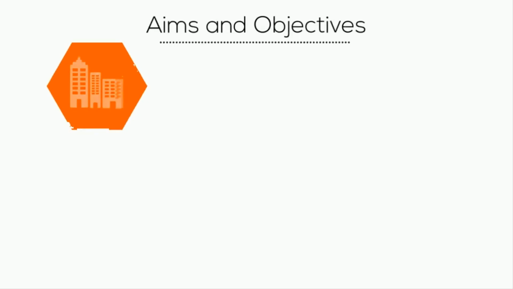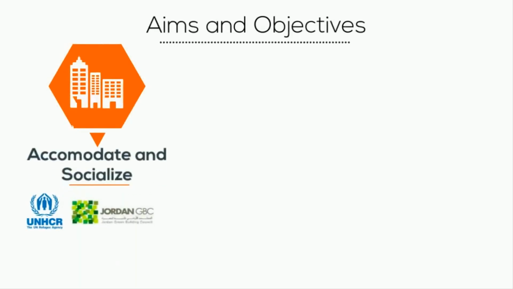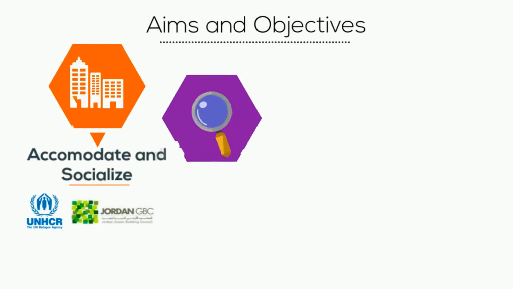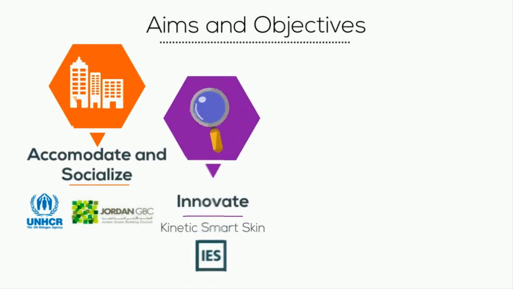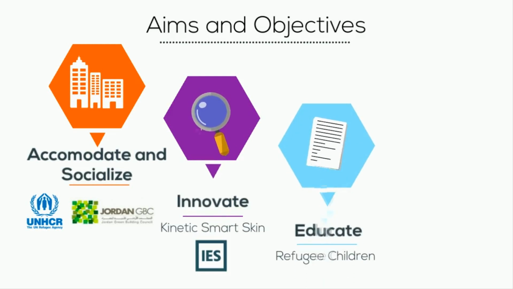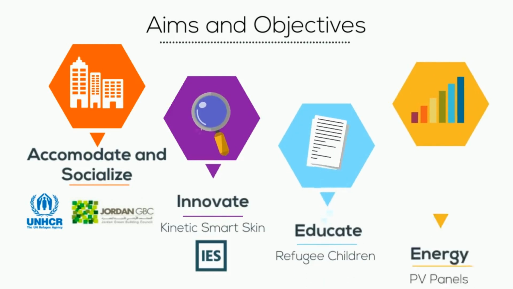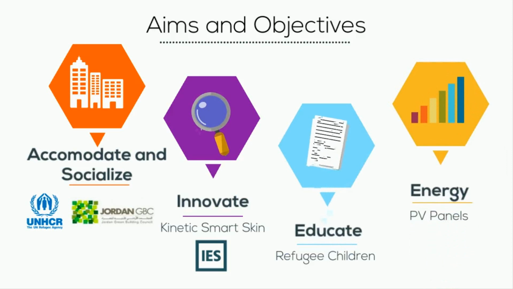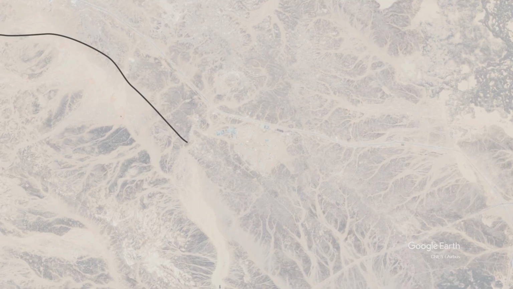The objectives of this project are to propose an accommodation for unaccompanied children using minimum UN requirements and the Jordanian Green Building Code, to innovate by designing a smart skin that responds to the climate, to educate refugee children and create awareness about them, and to optimize energy through building orientation, PV panels, and use of the smart skin.